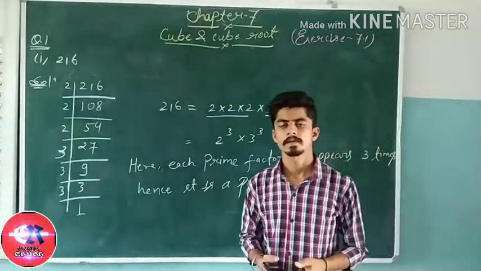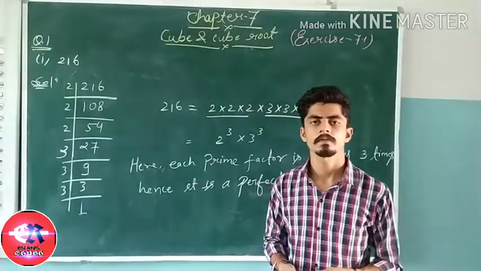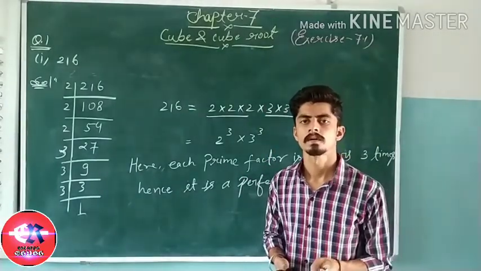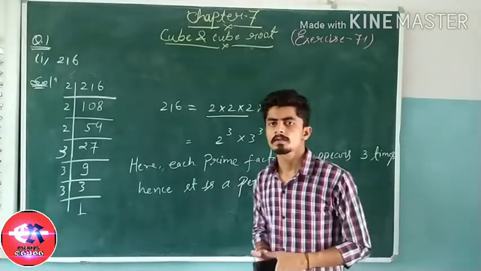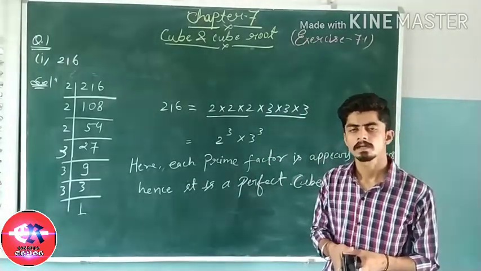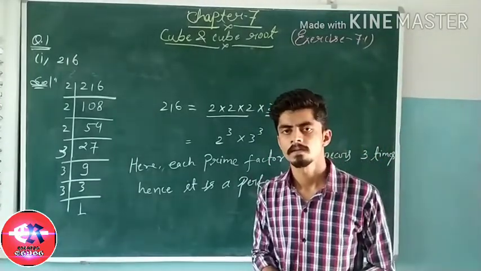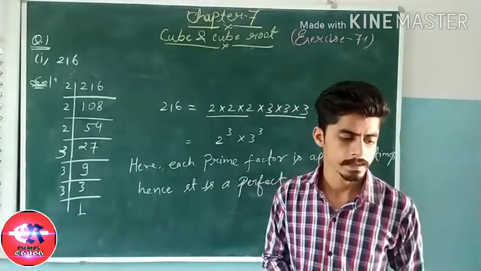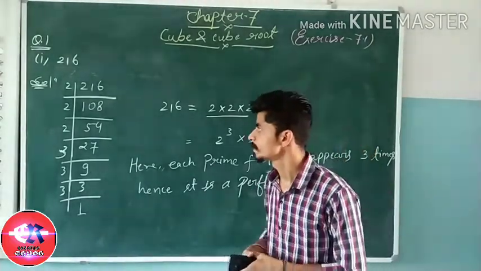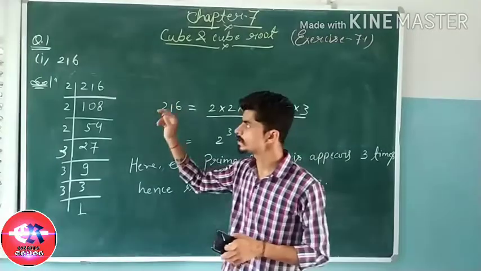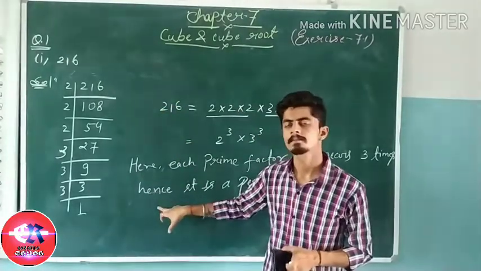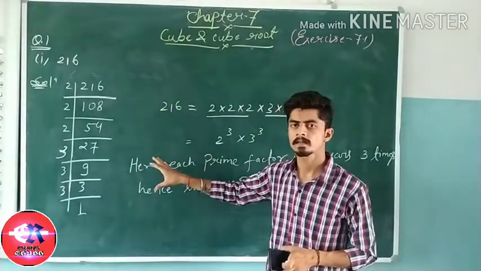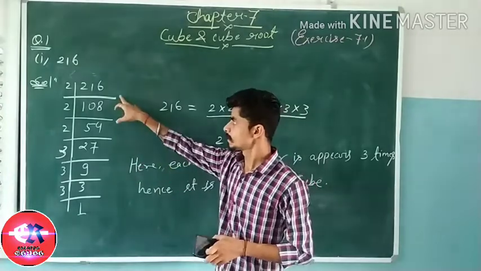The first question of exercise 7.1 is: which of the following numbers is not a cube? In this question some numbers are given, and we have to find whether each is a perfect cube or not. The first number is 216. By prime factorization we have to find all the factors of the given number.